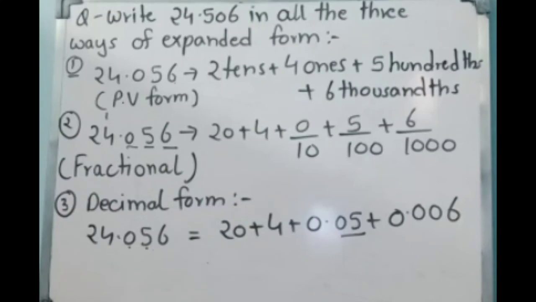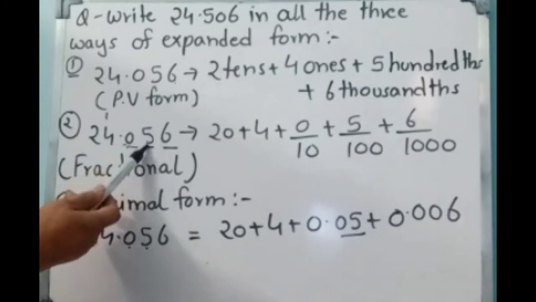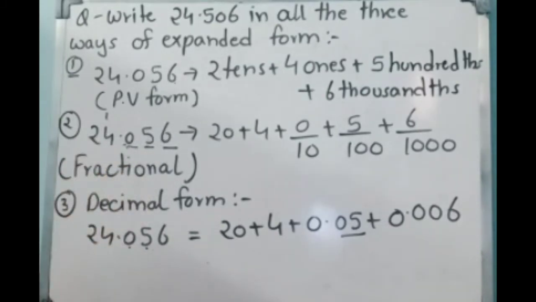Then second way is 24.506: 20 plus 4 plus 5 by 10 plus 0 by 100 plus 6 by 1000. That is the fractional way. Third way, decimal expanded form. So here very simple: 20 plus 4 plus 0.5, then 0.006. This is the third way of expanded form.